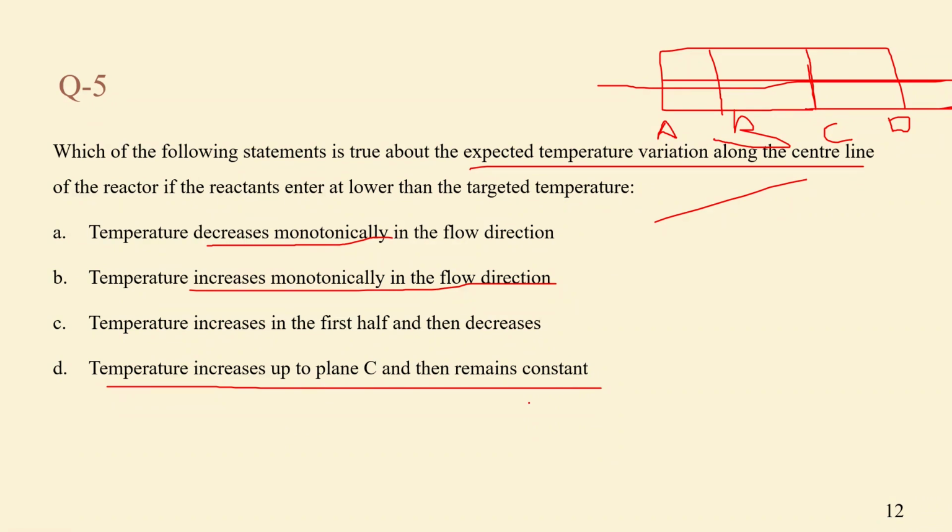So now my answer is option D, because what is the reason? We have a temperature variation along the center line of the reactor, and it is given that reactants are entering at a lower temperature than the targeted temperature. So between planes A and B there is a heater. Preheater is there. So because of that, initially temperature is increasing up to the first half. And from planes B and C, if it had been decreasing, we could have gone with option C. Whereas the reality is it is an exothermic reaction. So between planes B and C, again the temperature is increasing, and after plane C there is no reaction, so it is constant. So answer is option D. I hope it is clear.